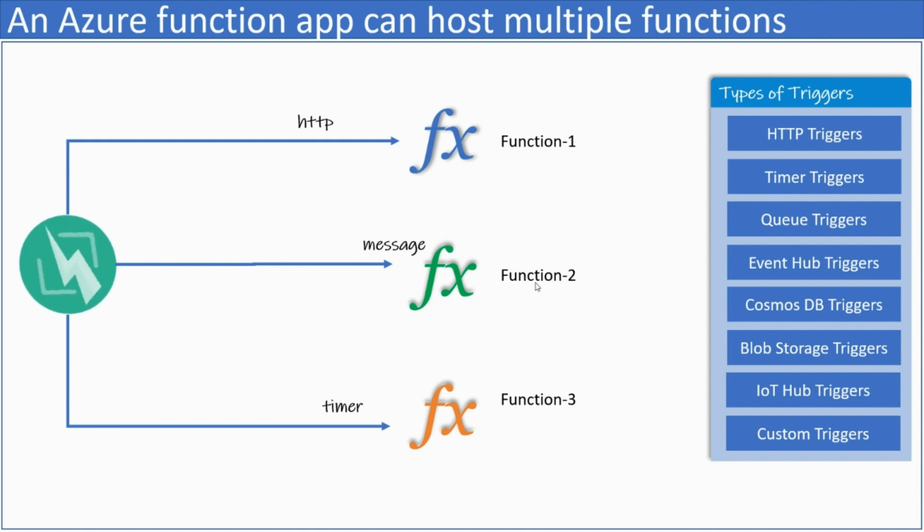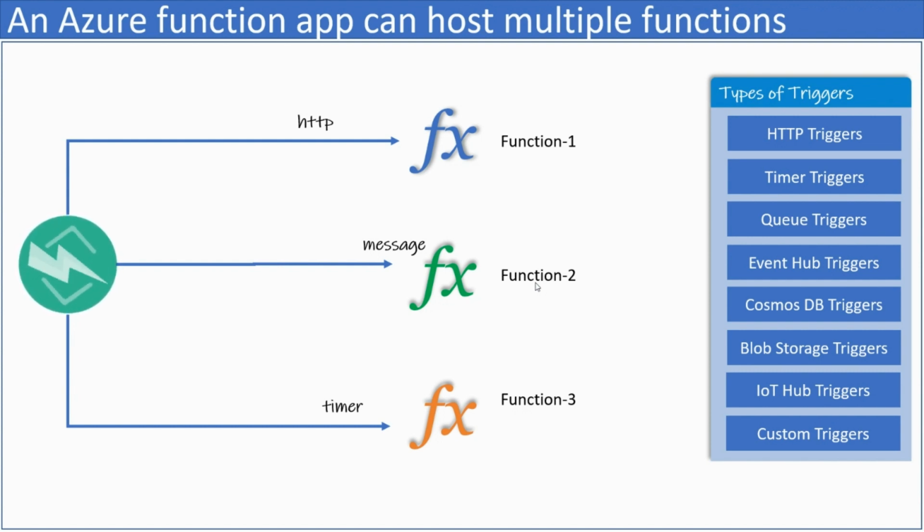Second one, timer trigger. Functions can be scheduled to run on a timer based schedule using the timer trigger. You can set the timer trigger to run a function at a specific time or on a recurring schedule. Third one, queue trigger. Functions can be triggered by messages added to a queue, such as Azure Storage Queue or Azure Service Bus Queue. This trigger can be used to process messages as soon as they are added to the queue.